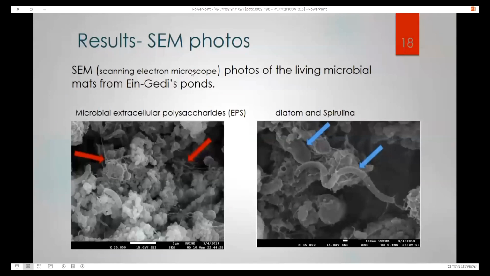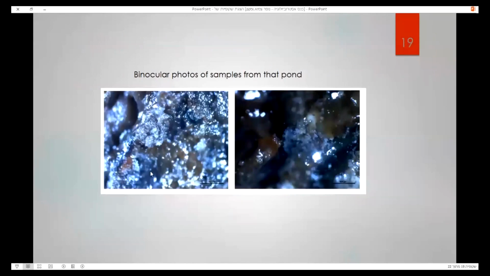These are SEM photos of the microbial mats. Here we can see the EPS in the strings and the possibility of a diatom and spirulina living in the mats. These are the mats from the binocular photos.